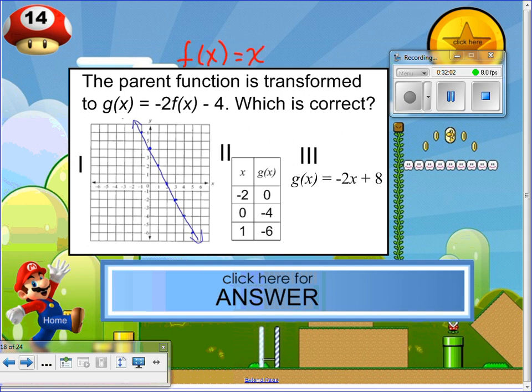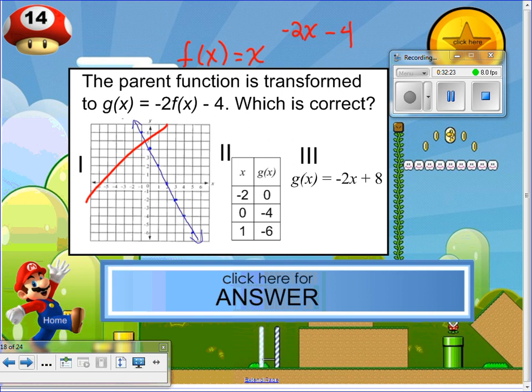We're multiplying it by negative 2. So we're taking x and multiplying it by negative 2, so you're going to end up with negative 2x. And then you're subtracting 4 from it, so you're going to have negative 2x minus 4. So you're looking for the graph that has a y-intercept of negative 4. Well, we know that that's not this first graph, so graph number 1 is out.